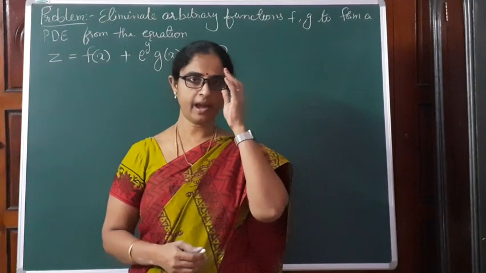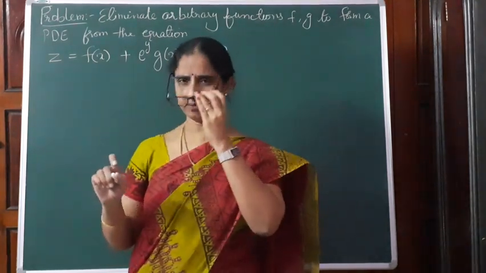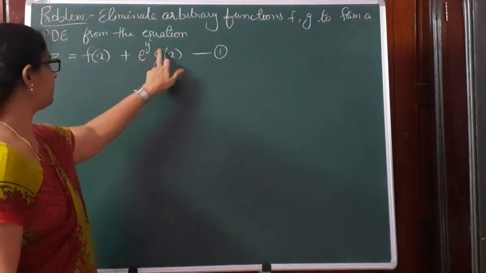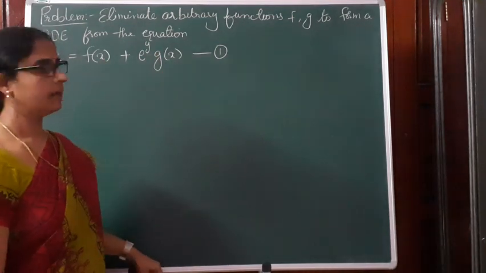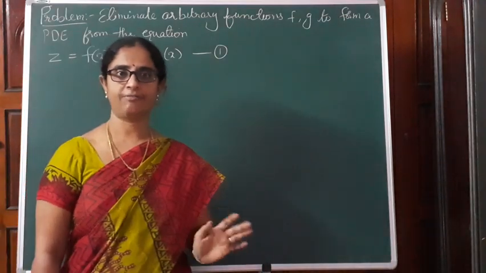Now what if we have two arbitrary functions? Here in this problem we are given two arbitrary functions f and g. z is equal to f of x plus e power y into g of x. f and g are arbitrary functions here. Now we have to form a partial differential equation by eliminating both f and g.